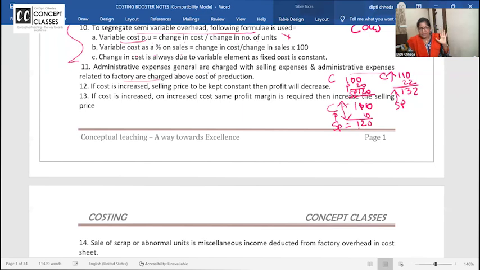Cost is 100. Profit is 20. Ma'am, why are you teaching all this? These are open concepts. Anywhere you can use them. And this is the way to study costing.